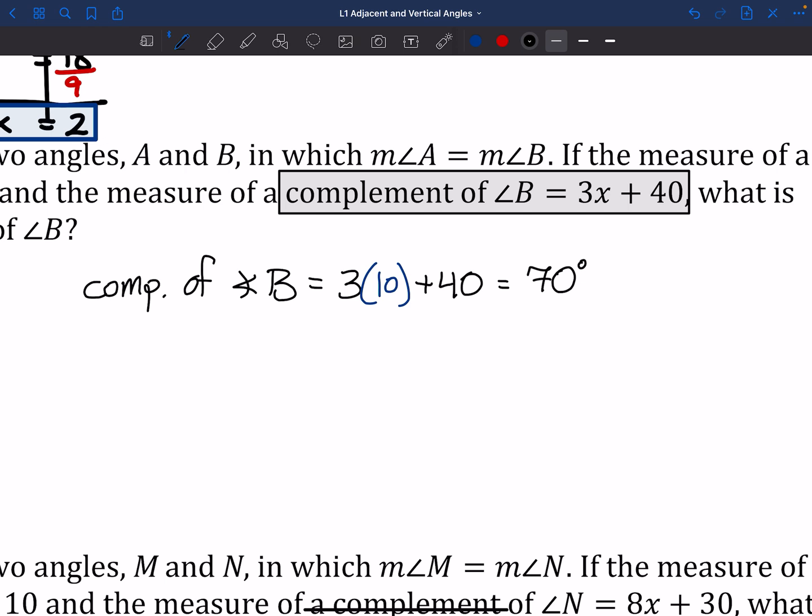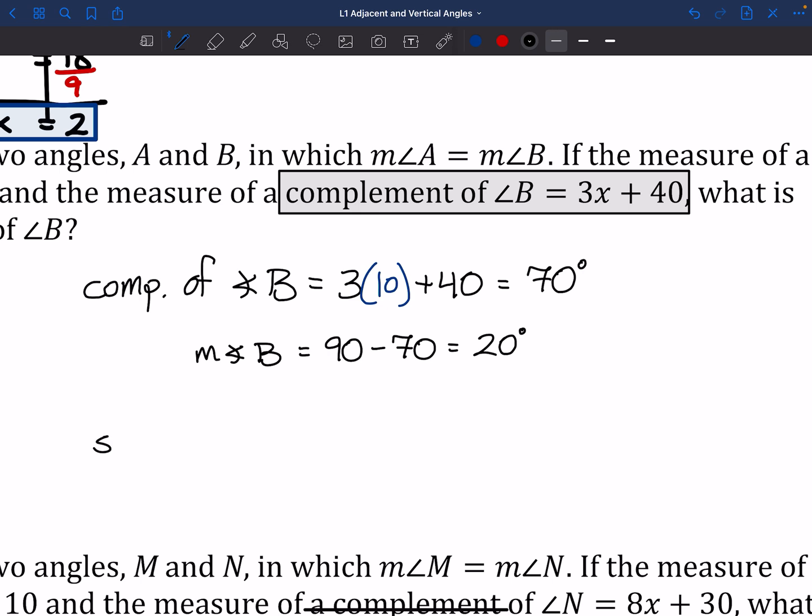So if that's the complement, then we know that the measure of angle B itself is just however much it takes to get to 90 from there, right? So you can probably do it in your head, but if not, the way we can always do it is we know that we want to get to 90. We can take away the piece we know, which is 70. And that's going to leave us with 20 degrees. Right, so the measure of angle B is 20.